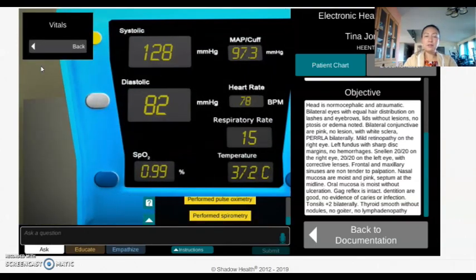I will start my head-to-toe assessment with obtaining Tina Jones' vital signs to determine how she is doing today. Her blood pressure at the moment is 128/82, heart rate of 78, respiratory rate of 15, temperature of 37.2 degrees Celsius, and her oxygen saturation at 99% on room air.